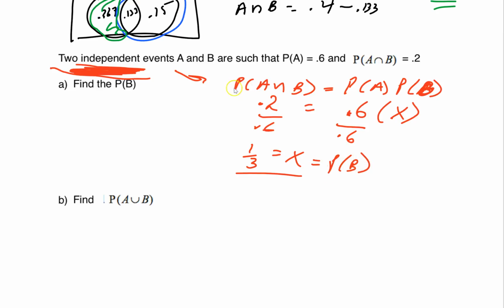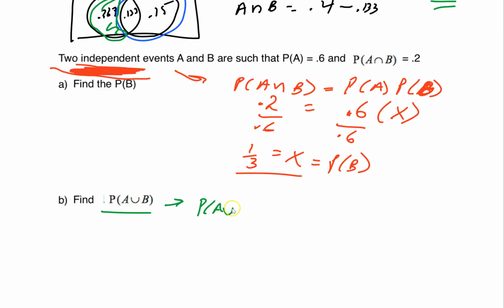Right, again, all that started from the fact that they told you there's two independent events. You can only use this formula if they tell you they're independent. If they don't say anything, you can't use it. And then the next part, part B, says find the intersection. And how are you going to find that? The same way we always find that. We use our favorite formula.